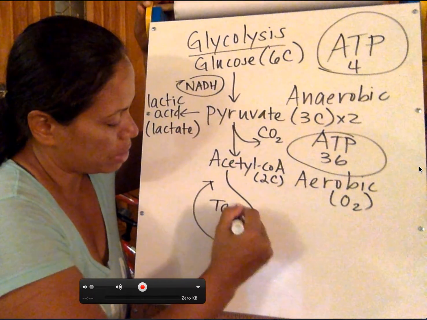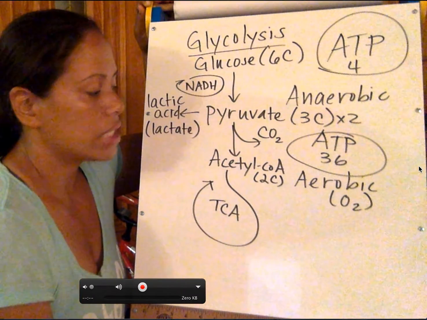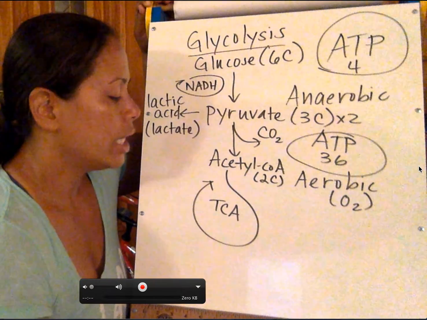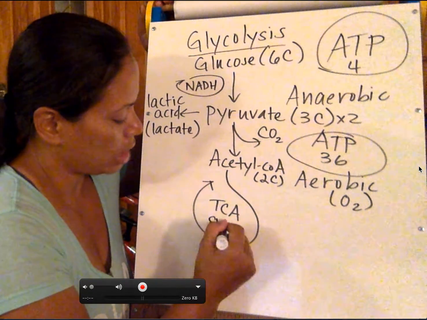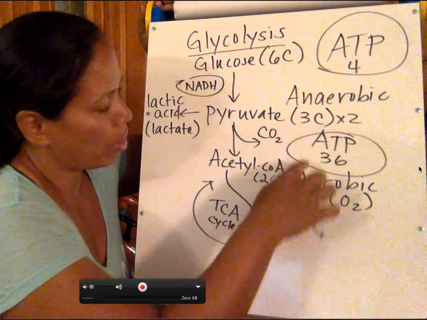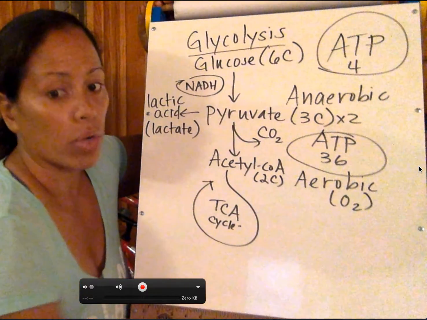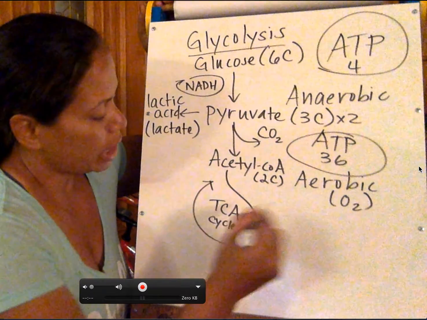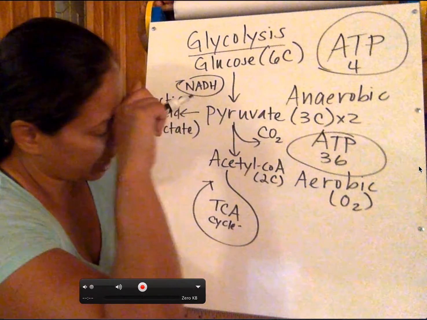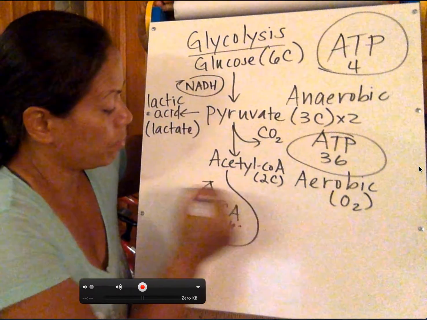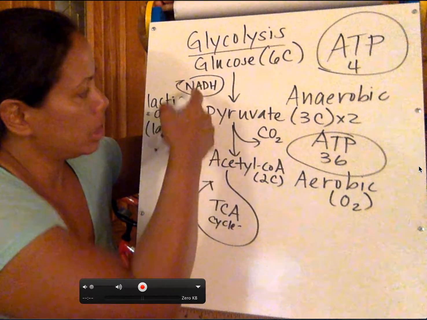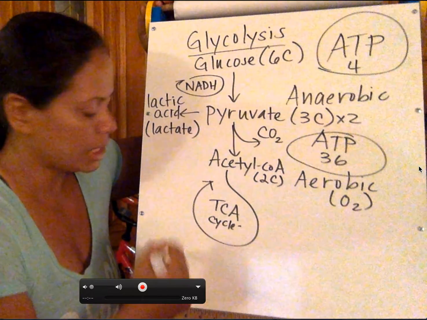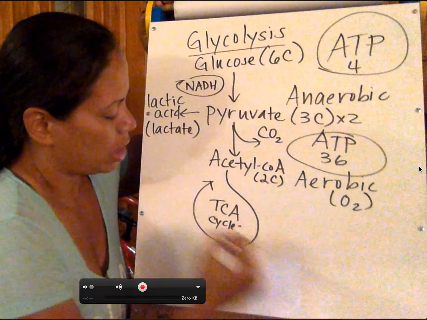So we're going to keep this short. TCA cycle is also known as Krebs cycle. It's also known as citric acid cycle. But TCA cycle is a part of what we call aerobic respiration. What it does is it generates ATP through the use of, we said NADH was there to transport electrons to someplace else. We'll talk about that shortly.